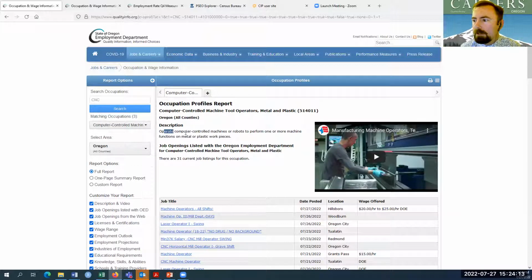We have the description and definition. These definitions come from the Standard Occupational Classification System. It's the federal list of occupations, about 840 that we have information for, so that if you're using our resources, the U.S. Bureau of Labor Statistics, the Occupation Information Network, or even data from the U.S. Department of Education's National Center for Education Statistics, we're all using the same nomenclature and the same occupation codes.